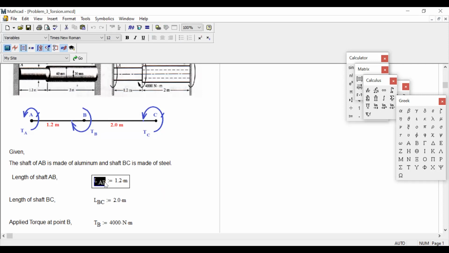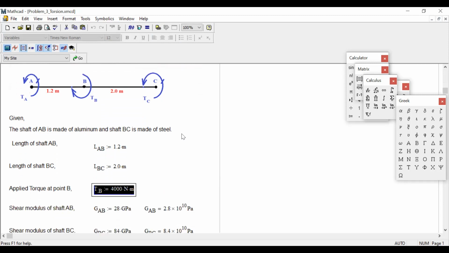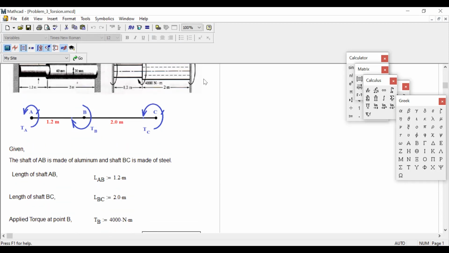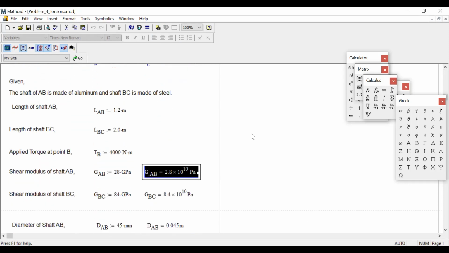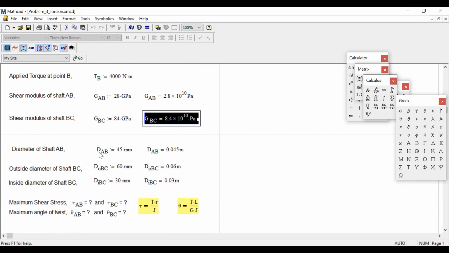Length of shaft AB, 1.2 meter, is given already. BC, 2 meter. Torque applied at point B, 4,000 Newton meter. G is given right over here. G equal to this much gigapascal on the right side. G for BC is 84 gigapascal. Gigapascal to convert in Pascal. Diameter of the shaft AB 45, DB this much.